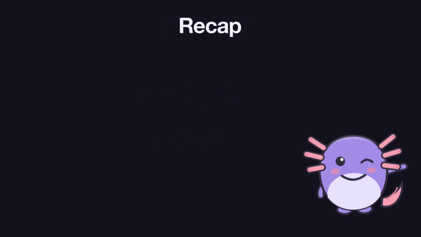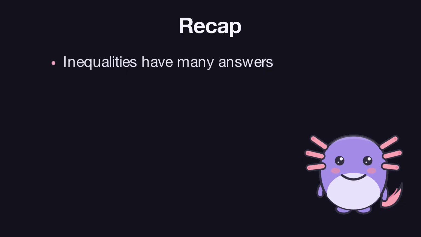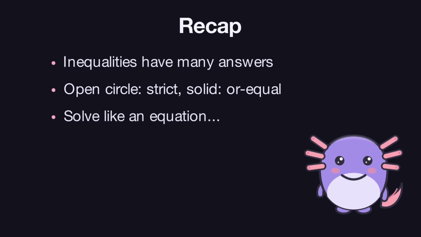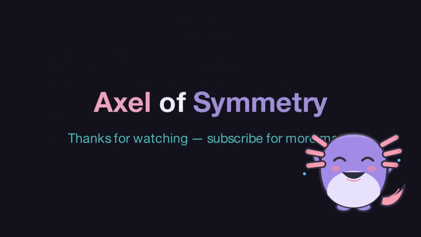Let's recap. An inequality has a whole range of answers, drawn with circles and arrows on a number line. You solve it just like an equation, with one exception: multiply or divide by a negative, and the sign flips. Next up, exponents, the shorthand that makes numbers grow shockingly fast.